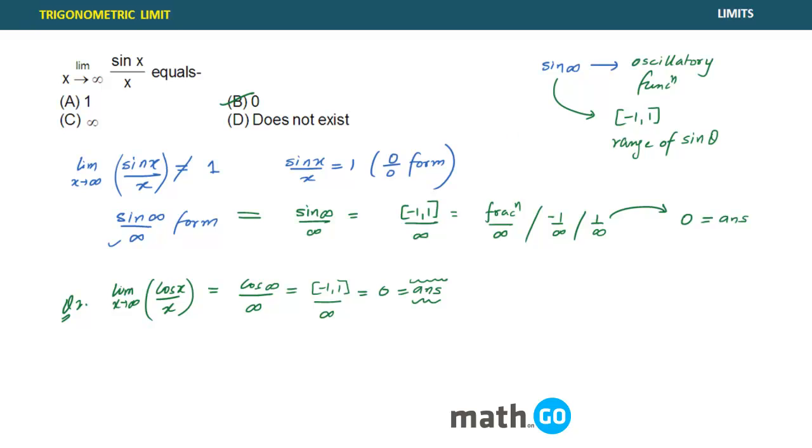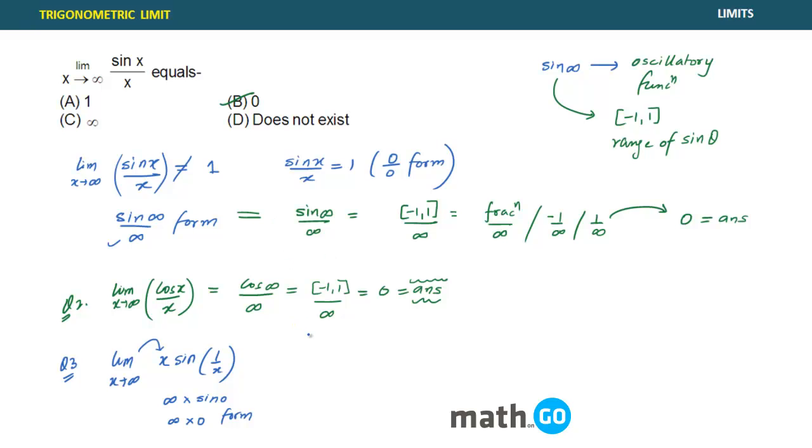Let me take another problem here to highlight a very interesting step. Let's say there is limit x approaching infinity of x sin 1 by x. What will be your answer? How do we solve this? First of all, try to identify the form. When you put x here, it will become infinity, and this will be sin 1 upon infinity, which is nothing but sin 0. So I can say this is infinity into 0 form, right? How do we solve infinity into 0 form?